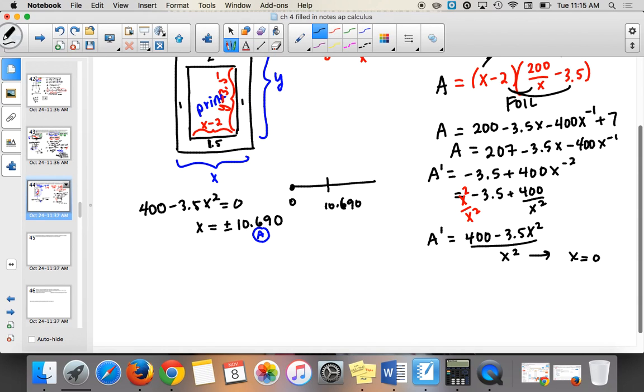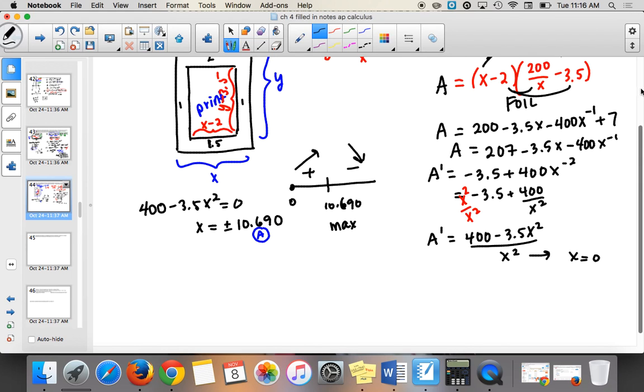If you plug in 10, the numerator is 400 minus 350, which is positive. The denominator is positive, so we get positive. And if I try 11, then it's a little bit bigger. 400 minus something bigger than what it was, so it's negative. So we go up and then down. So that does create a maximum. So you always need to do that quick check. Okay.